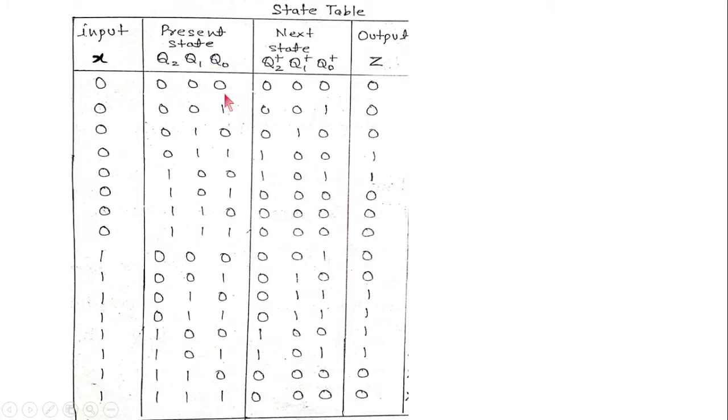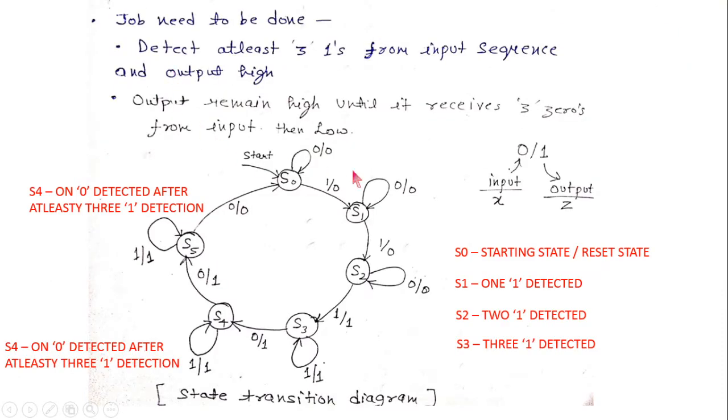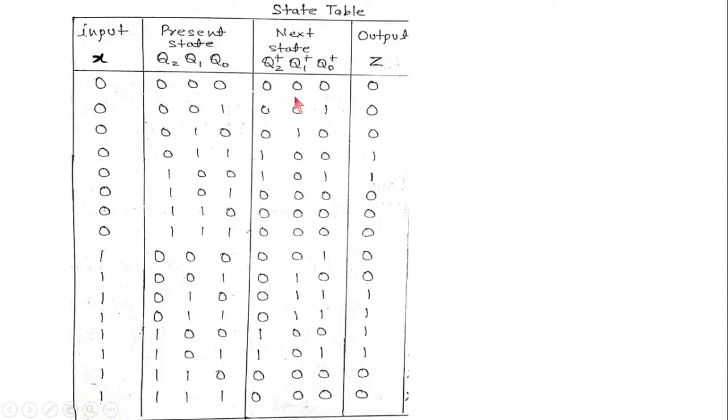So 3 bits of the state and 1 bit of the input will form 16 combinations. Corresponding to these 16 combinations, we will have our 16 next states. Obviously it may repeat. So from the state transition diagram, we can see that when we are in state 0 and receiving input 0, it goes into state 0.